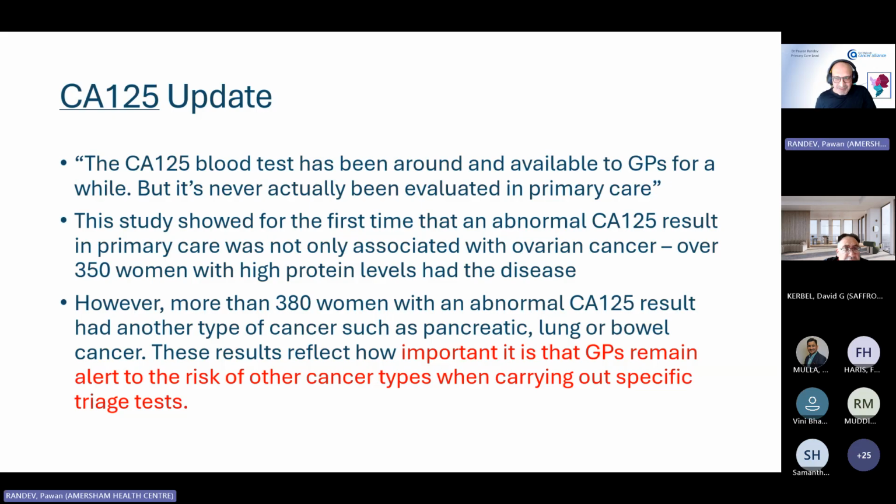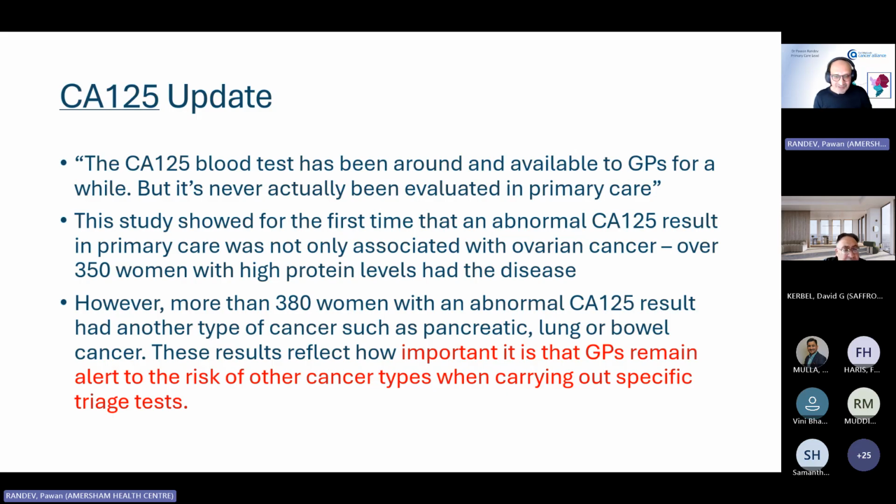Actually, in the 1,000 women in this study who had raised CA125, over 350 had ovarian cancer, but 380 had other types of cancer, which turns around the way that we interpret CA125. So it's not necessarily a specific marker just for ovarian cancer. It can reflect other kinds of cancers, including pancreatic, bowel, or lung.